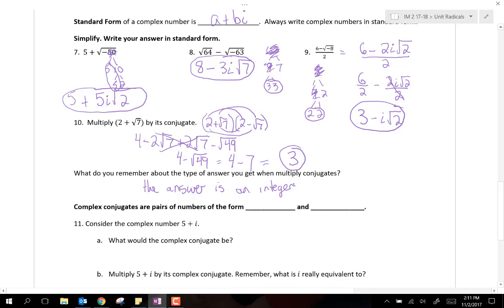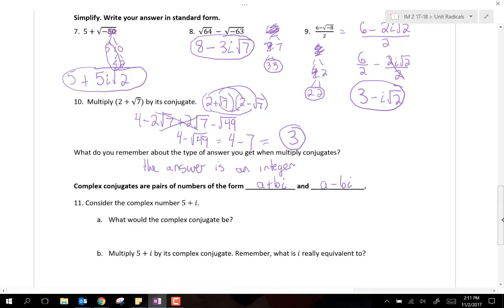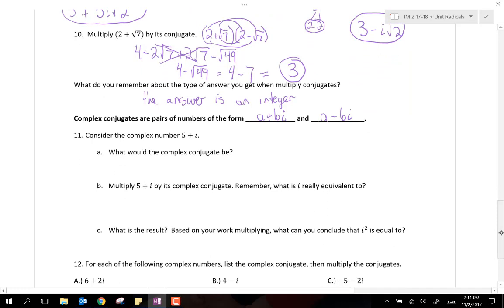Complex conjugates are pairs of numbers of the form a plus bi and a minus bi. i is just a square root. This is the same thing as what we were doing before. So consider the complex number 5 plus i. The complex conjugate would be 5 minus i. Then we need to multiply it together.